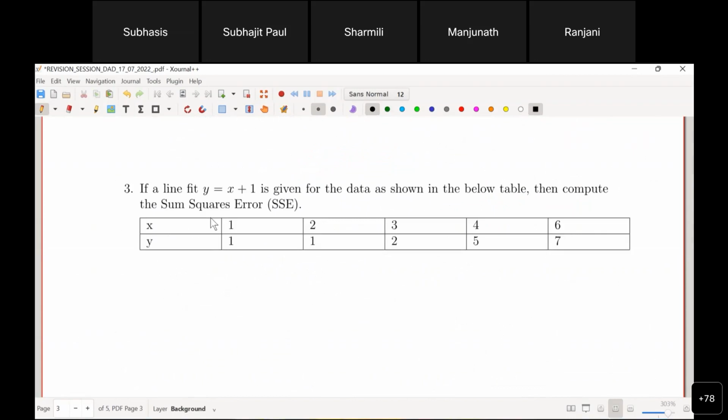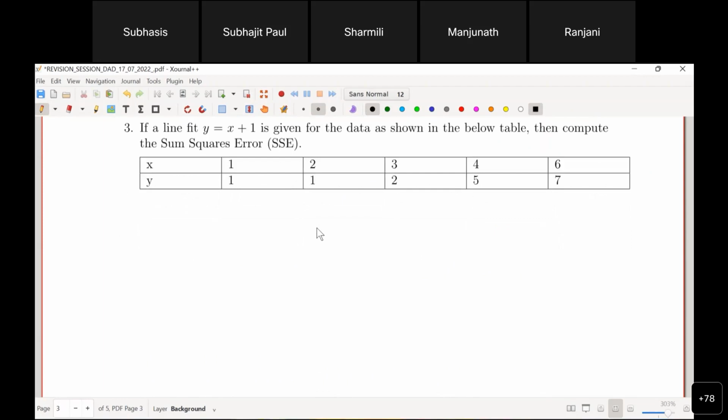So here what we need to do is compute the sum square error. You have a line, and some data are given. You need to find the sum square error for this line using the given data, right? So what is the procedure to compute the sum square error? Can someone tell me briefly how one should compute it? Yeah, so these are the actual values. So you can get the predicted values from the equation.